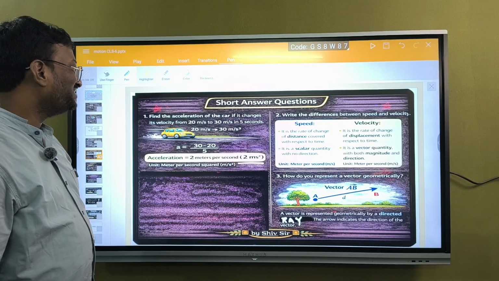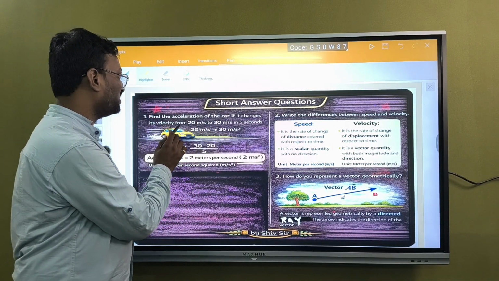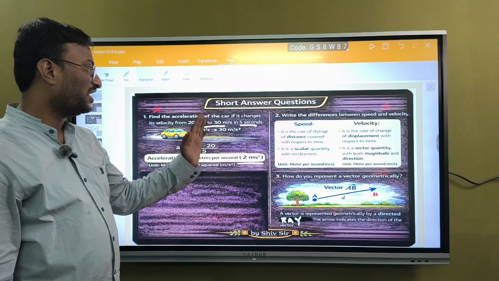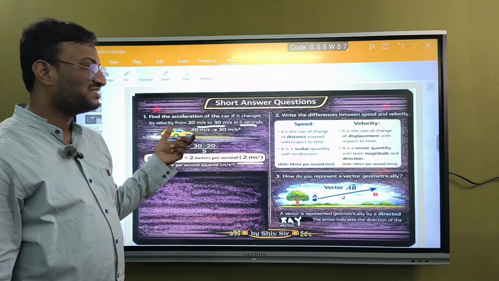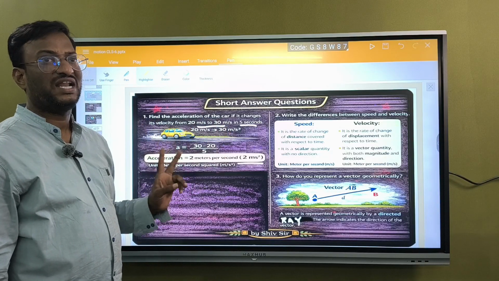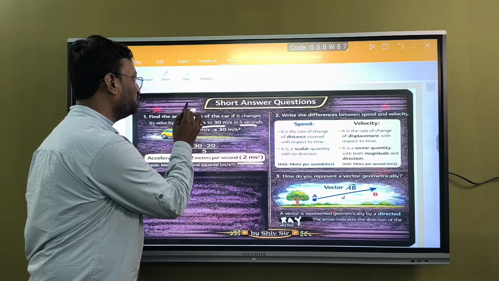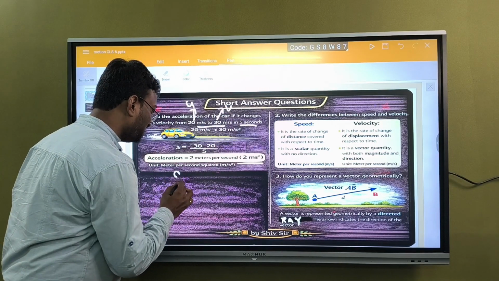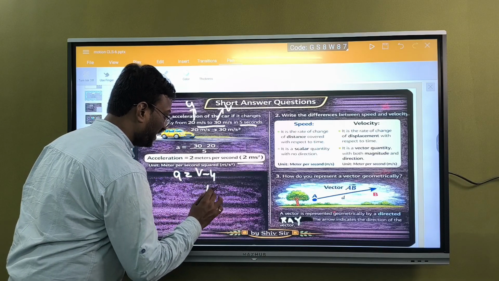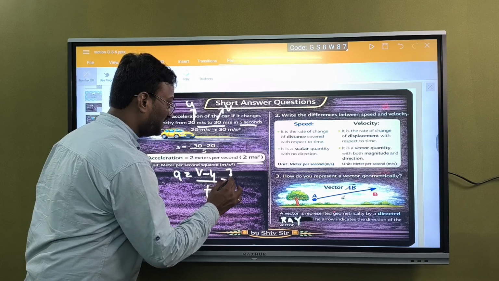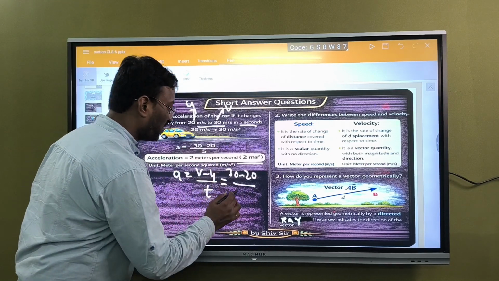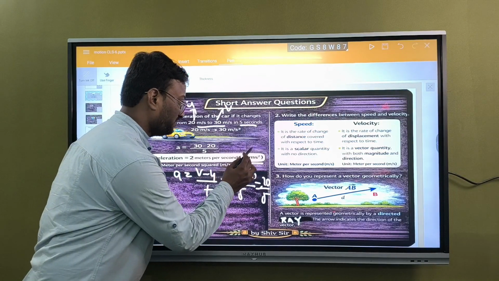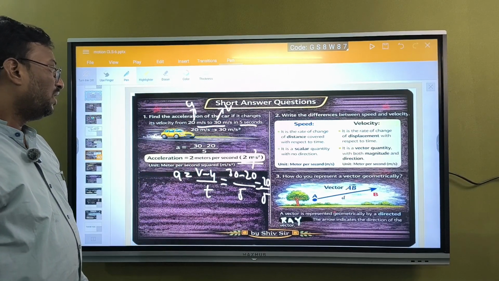Now the problem is, find the acceleration of the car if it changes its velocity from 20 meters per second to 30 meters per second in 5 seconds. If two velocities are given, that is 20 to 30, we should consider the first one as initial velocity and the second one as final velocity. The initial velocity is represented by the letter u and the final velocity is represented by the letter v. So what is acceleration? a is equal to final velocity minus initial velocity by time taken, which is 30 minus 20 by 5 seconds, which is 10 by 5, that is 2 meter per second square. So that is the acceleration.